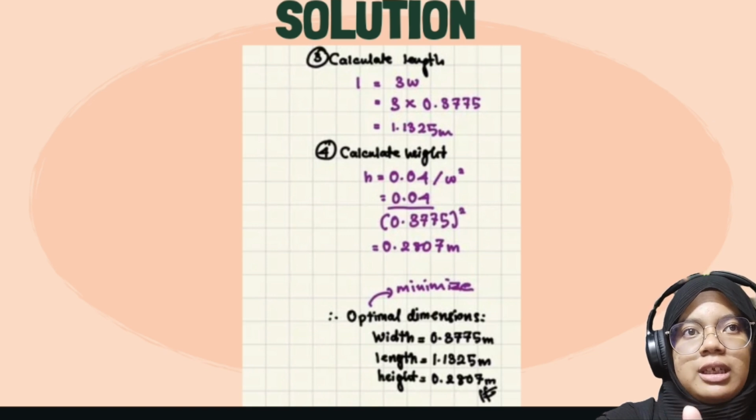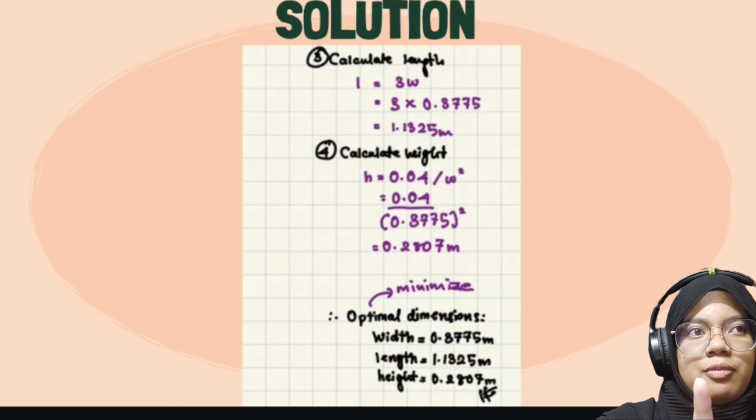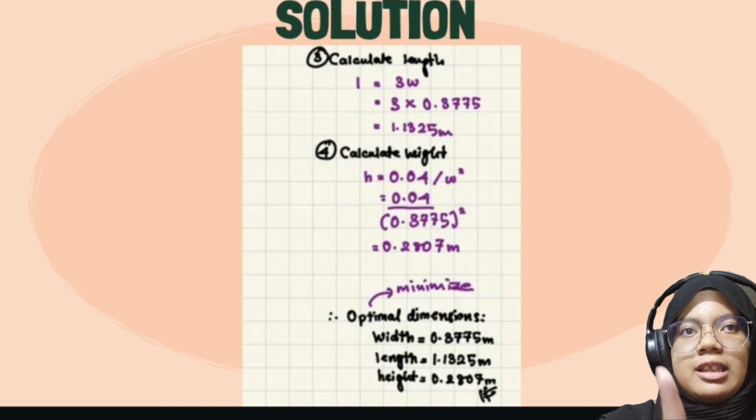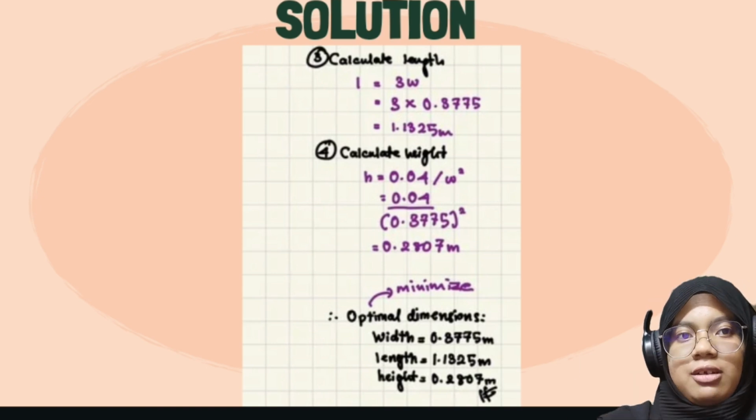Therefore, we can conclude that the optimal dimensions for the container are approximately 0.3778 meters in width, 1.1334 meters in length, and 0.2803 meters in height. These dimensions will result in the minimum surface area, thus minimizing the amount of material needed for construction while satisfying all the given conditions.